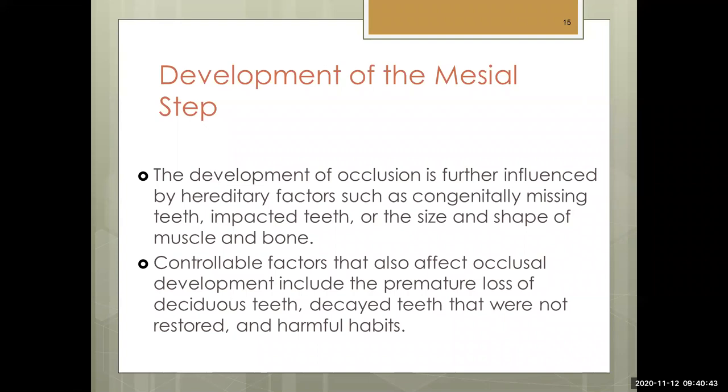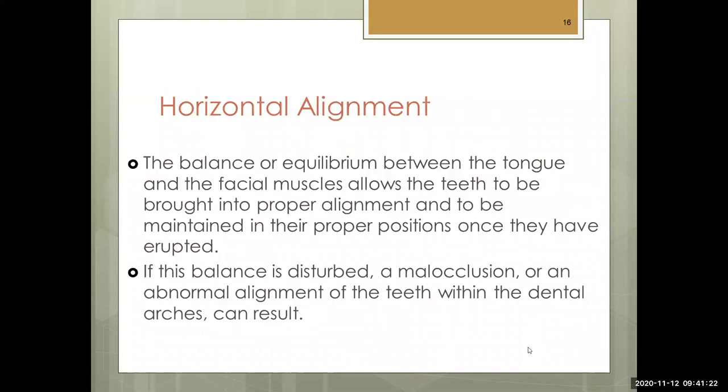Then you've got controllable factors that also affect occlusal development, which include premature loss of deciduous teeth, decayed teeth that weren't restored, as well as harmful habits. Now, the harmful habits do not include bruxism, because some of these children grind, and they just grind their baby teeth down to nubs. That is not necessarily one of those harmful habits that need to be corrected. What that does is it inhibits the vertical dimension, but things tend to even out once they get those permanent teeth coming in.